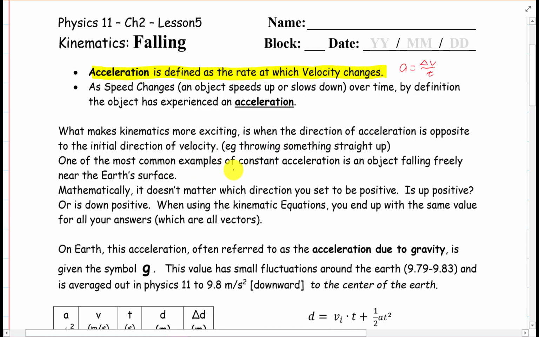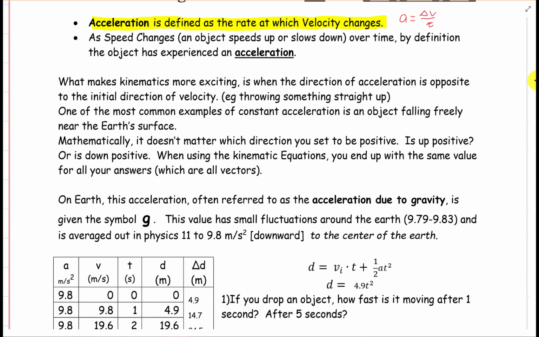One of the most common examples of constant acceleration is an object free falling near the Earth's surface. Mathematically, it doesn't matter which direction you set to be positive, up or down. When using kinematic equations, you end up with the same vector value at the end for all your answers.